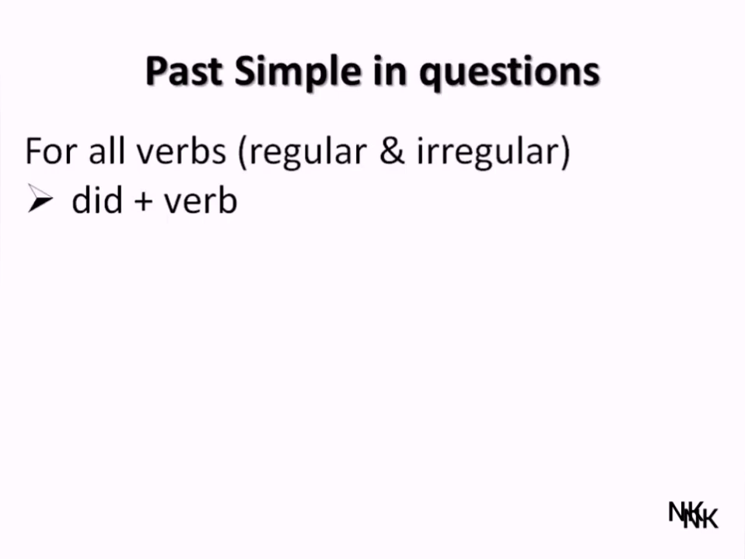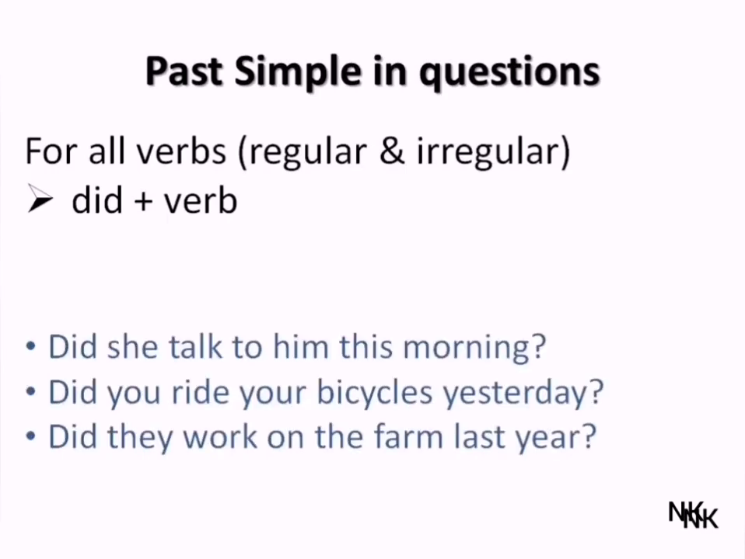Past simple in questions. For verbs, regular and irregular, we use the auxiliary verb do, but we need the past simple tense, which is did, and the infinitive form of the verb. For example, did you talk to him this morning? Did you ride your bicycle yesterday? Did they work on the farm last year?